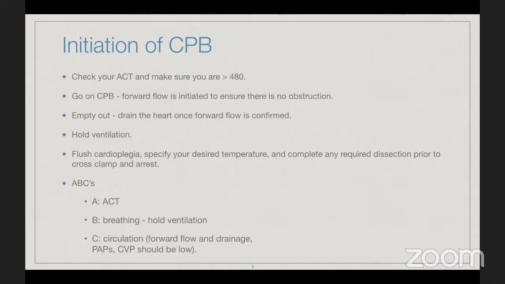The ABC of this step is first ACT, make sure you are properly anticoagulated; breathing, to hold ventilation; and circulation, to ensure good forward flow and proper drainage, with the pulmonary pressure and CVP low.